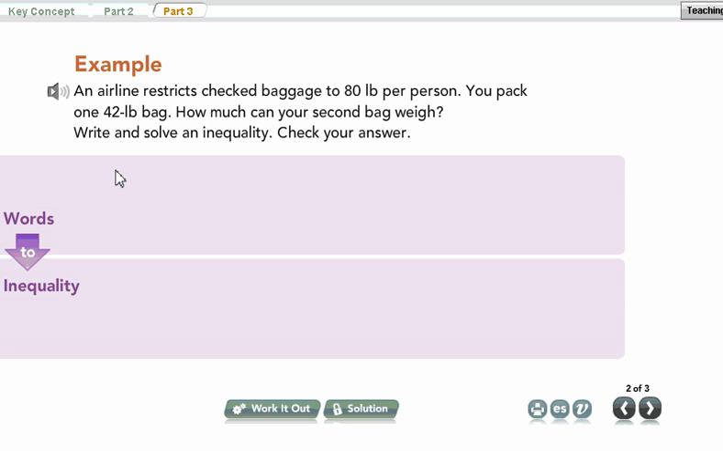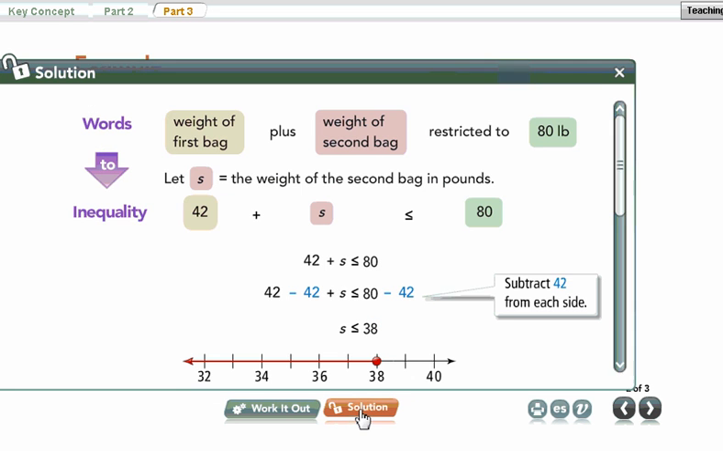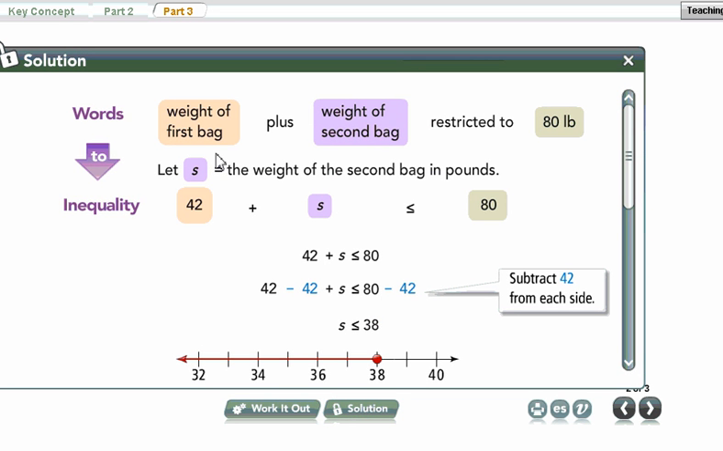Okay, ladies and gentlemen, we need to do a word story inequality. On an airline, we restrict checked baggage to 80 pounds per person. You pack one 42-pound bag. How much can your second bag weigh? You're going to write and solve the inequality. So this is a real life situation where you would actually be using an inequality. The weight of your first bag, plus the weight of your second bag, is restricted to 80 pounds. So between the two bags, the most you can have is 80 pounds.